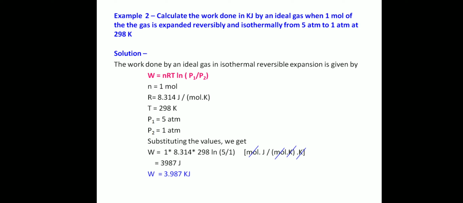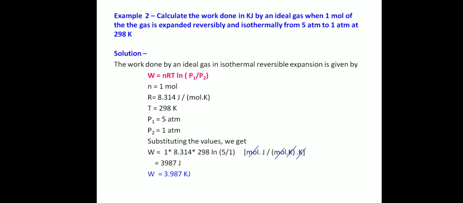Let us discuss the next example. In the second example, it is given: calculate the work done in kilojoules by an ideal gas when 1 mole of the gas is expanded reversibly and isothermally. So small n is given, that is 1 mole of the gas. Then the gas is going to expand reversibly and isothermally. Isothermally means a constant temperature process, from 5 atmosphere to 1 atmosphere.